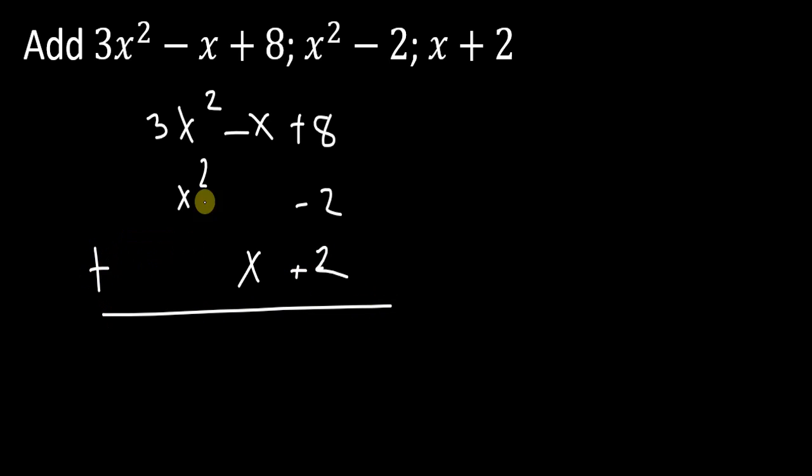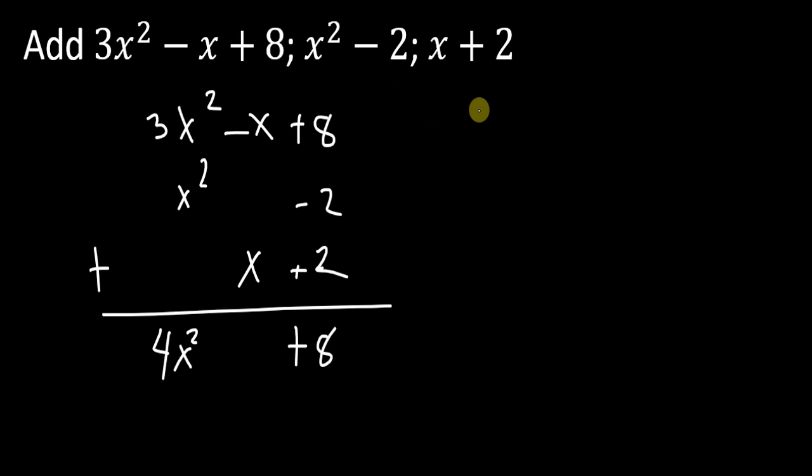Okay. So, let's just add. So, 3x squared plus x squared, that is 4x squared. Then, negative x plus x. So, 0 na yun. So, wala na yan. So, 0. Kahit di natin ilagay. Then, 8 minus 2. That is 6 plus 2. That is 8. So, balik sa 8. Okay, so that is 4x squared plus 8.